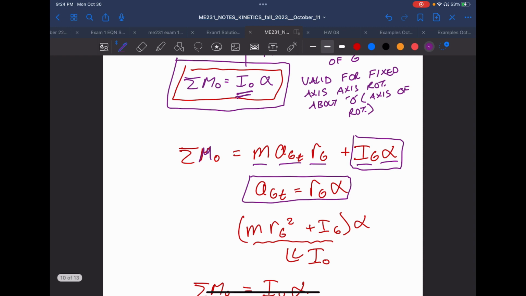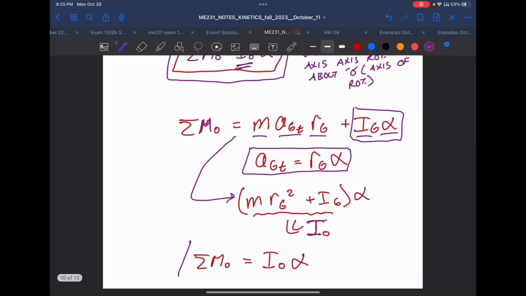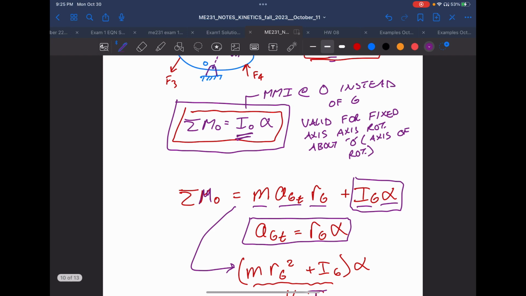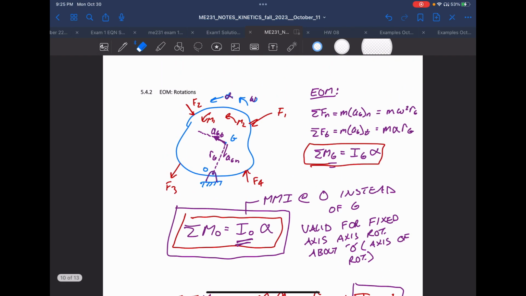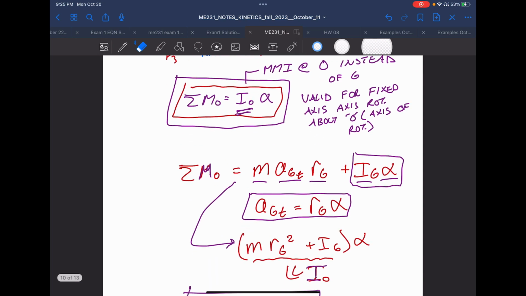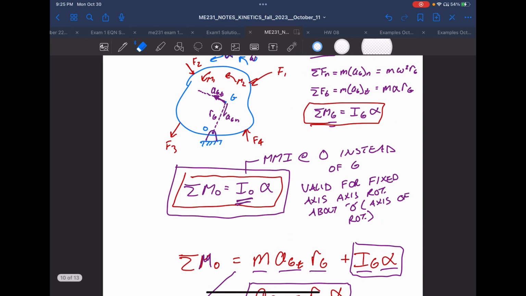And then rewrite my summation of moments, factor the alpha out, m RG squared plus IG, well, that would be equal to, by the parallel axis theorem, the moment of inertia about O. That's literally the definition of the parallel axis theorem. So because of that, we can say that for pure rotation, that initial form, summation of moments at O is equal to IO alpha, is still correct. So no real issues on this page. I just wanted to make sure to highlight why that is accurate.